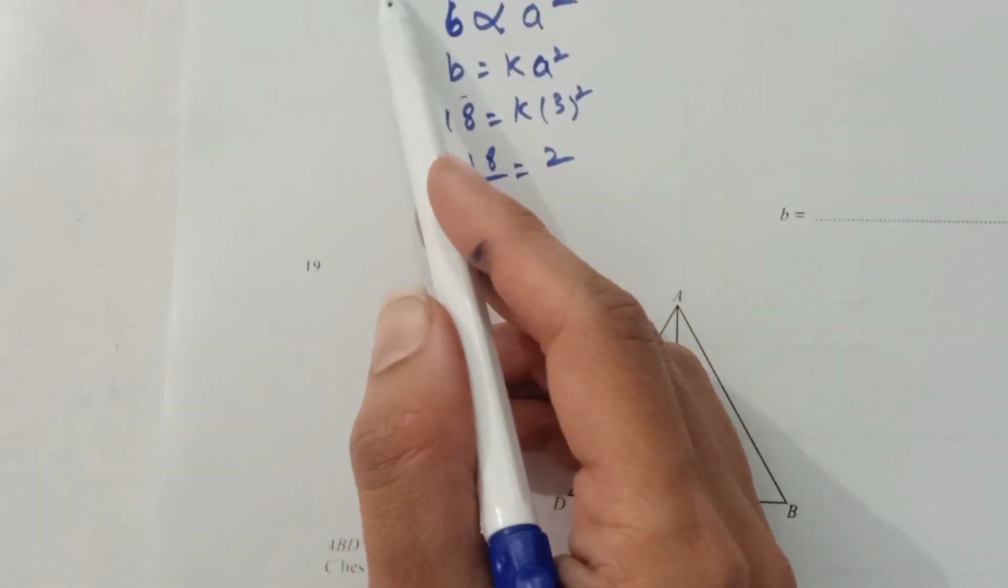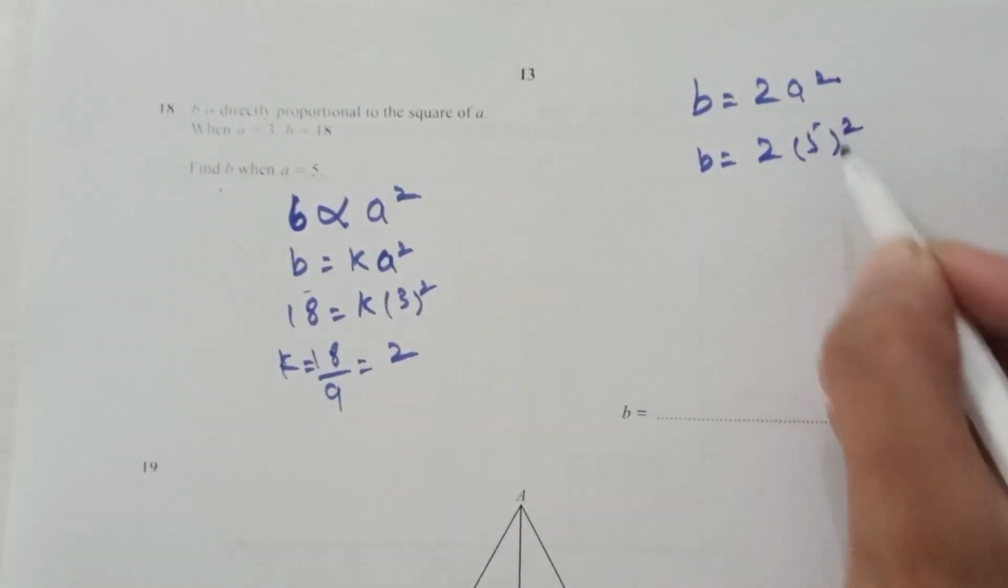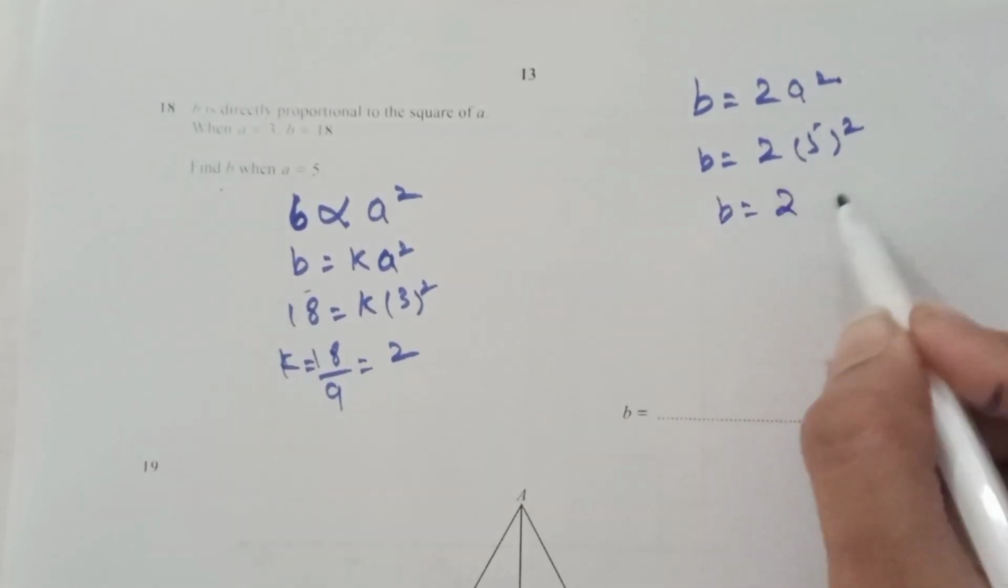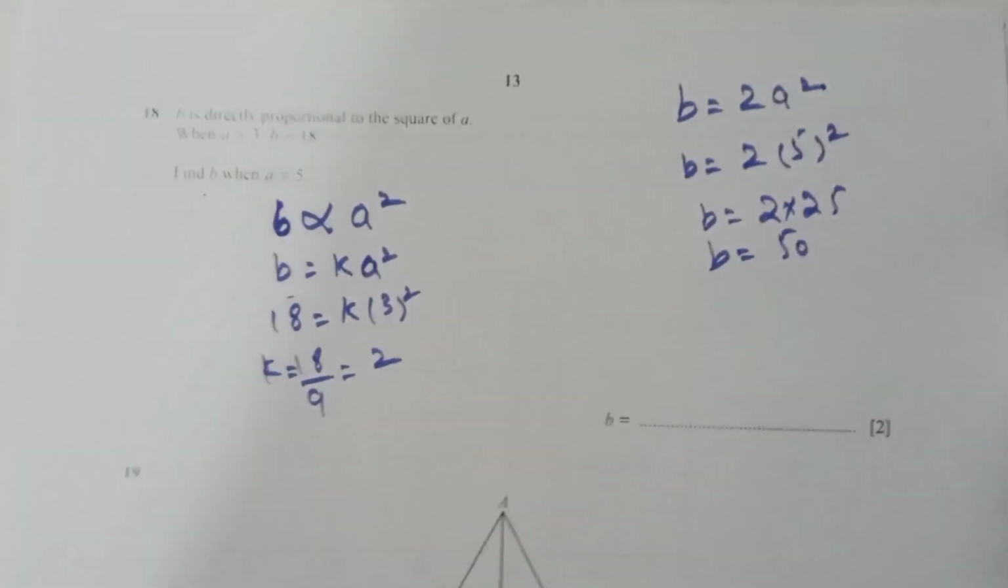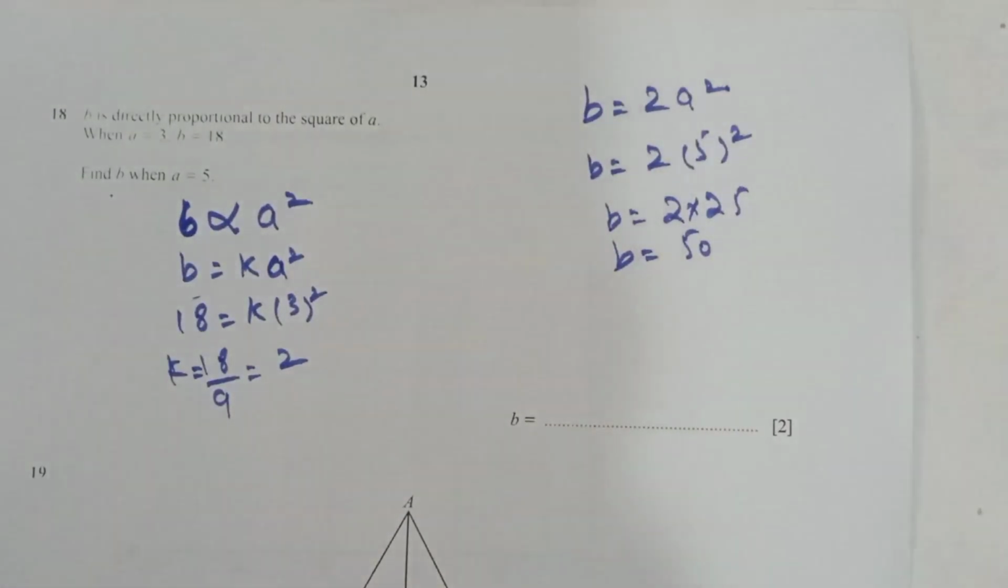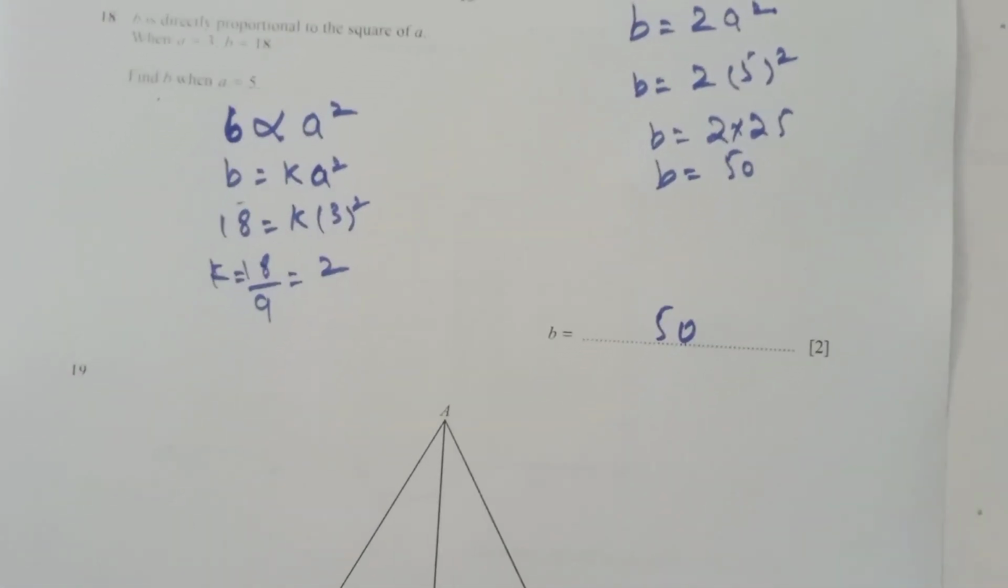Now we have to find B when A is equal to 5. We put the value 5 squared, which is 25, and times 2 it becomes 50. Now B is equal to 50, and that is the answer of question number 18. It's solved.